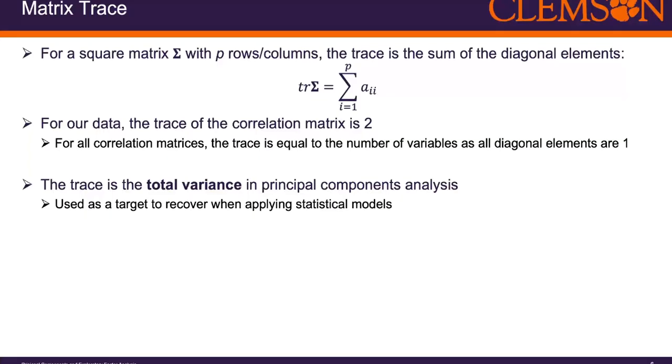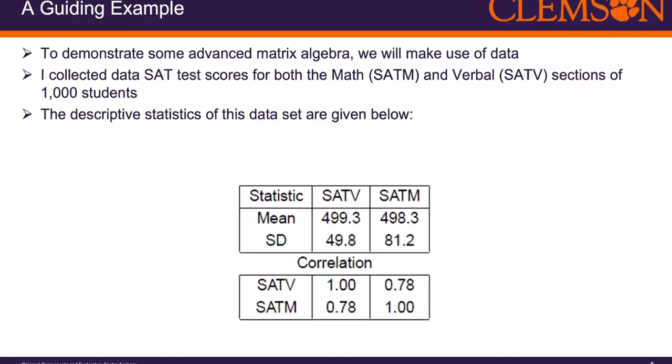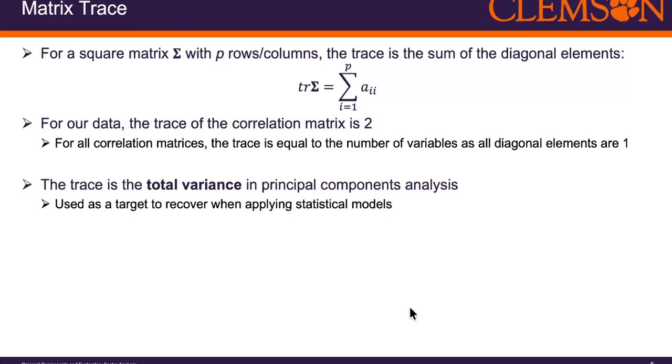For our data, the trace of the correlation matrix is 2. So this is a square symmetric matrix. We just add the diagonal right there. 1 plus 1 is 2. In fact, for all correlation matrices, the trace is equal to the number of variables, as all diagonal elements have to be 1 in a correlation matrix.